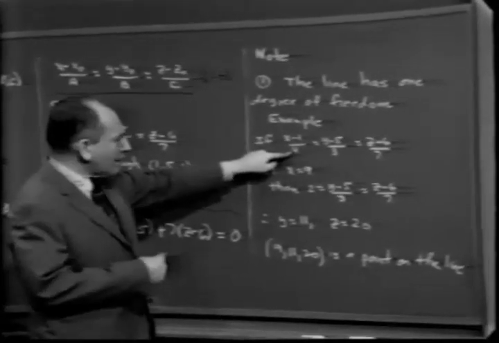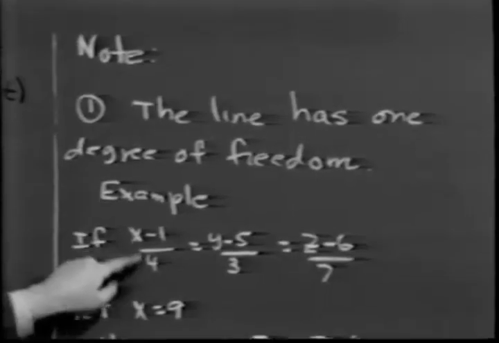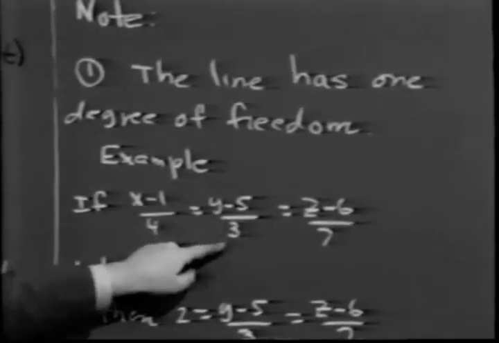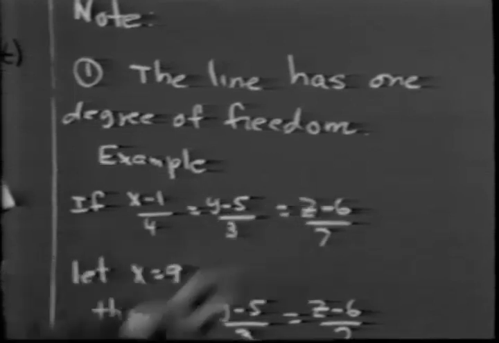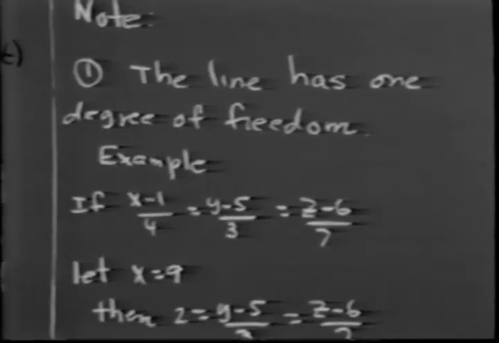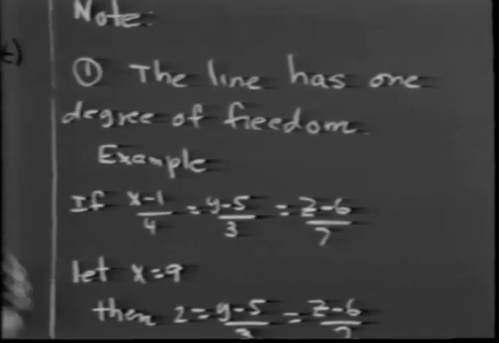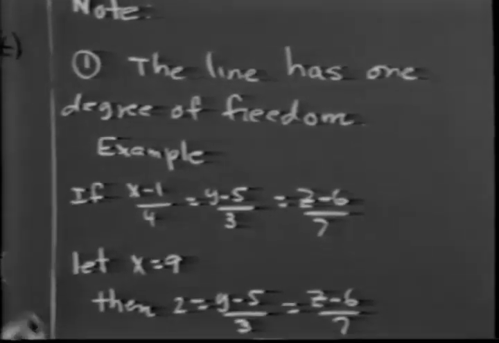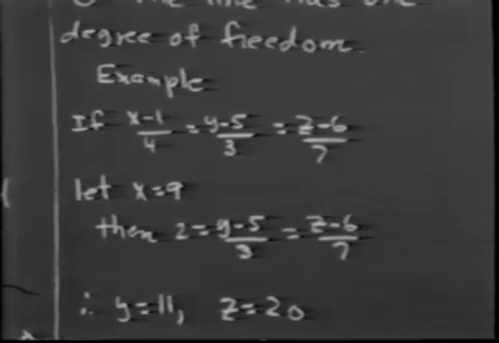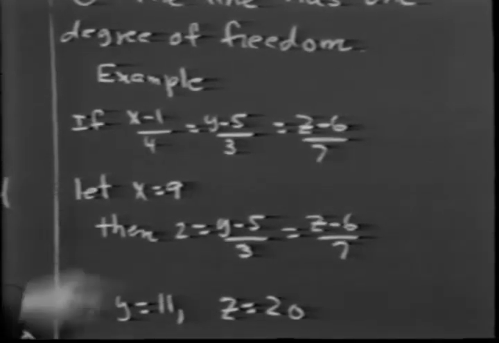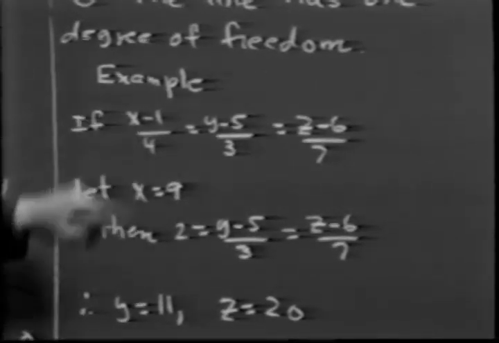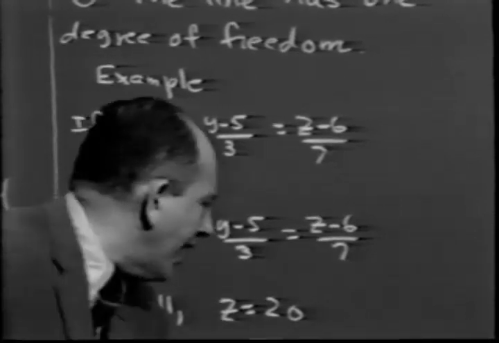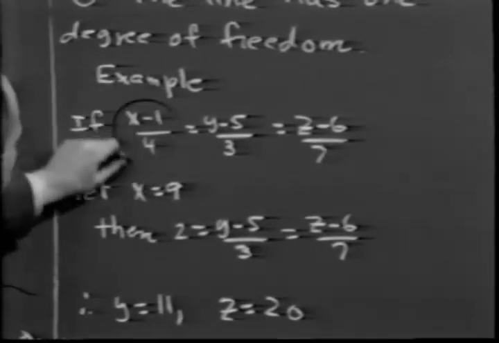Namely, let's repeat this example so we don't have to keep looking back to the board here. Let's take x minus 1 over 4 equals y minus 5 over 3 equals z minus 6 over 7. And since we don't like to work with fractions, I'll pick a number that works out nicely. Okay. I say, okay, let's see what happens when x is 9. Now, here's the whole point. As soon as I say let x equal 9, this is fixed.